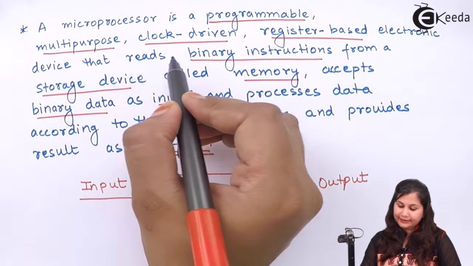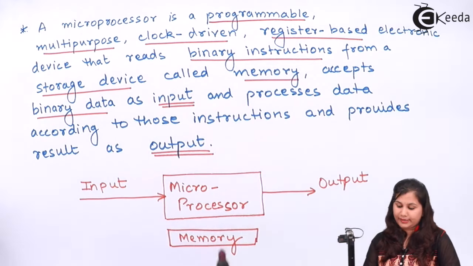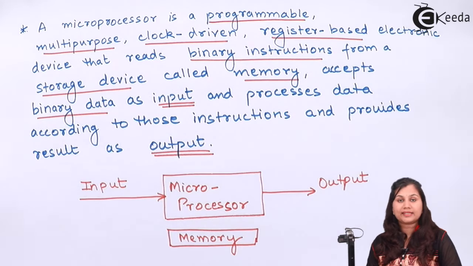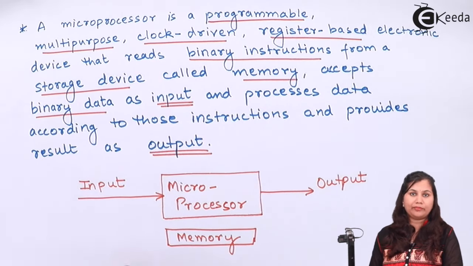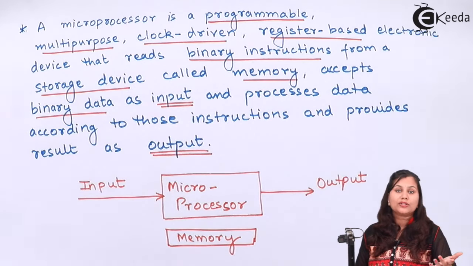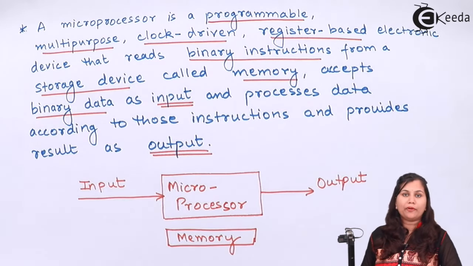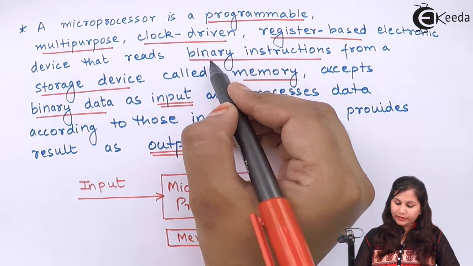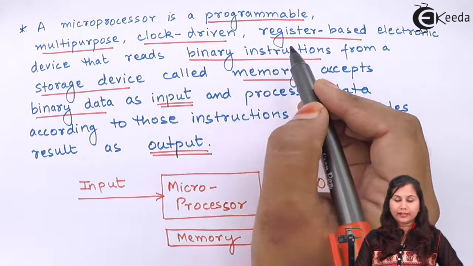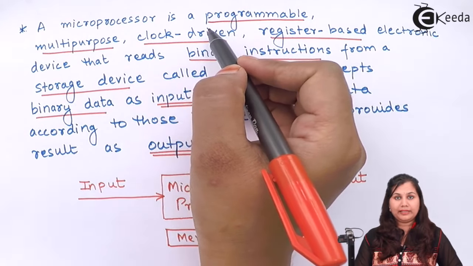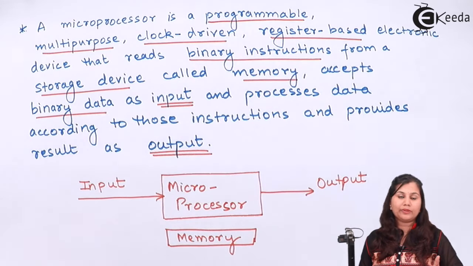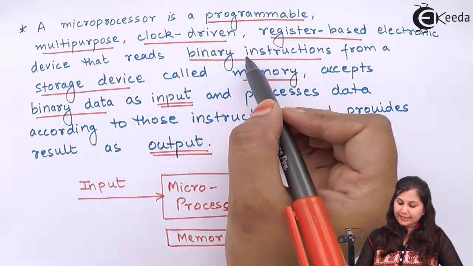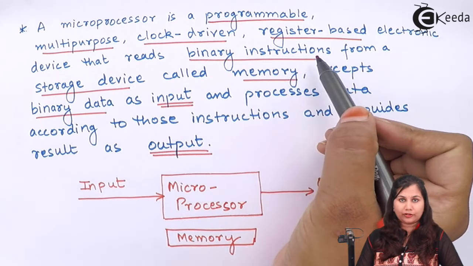Electronic device that reads binary instructions. Because the microprocessor is a processor and I have said that it is processing data, here the data is in the form of binary data, that means binary numbers 0 and 1 are used. Since it is a programmable device, we have to write the program using instructions, and these instructions are binary instructions.